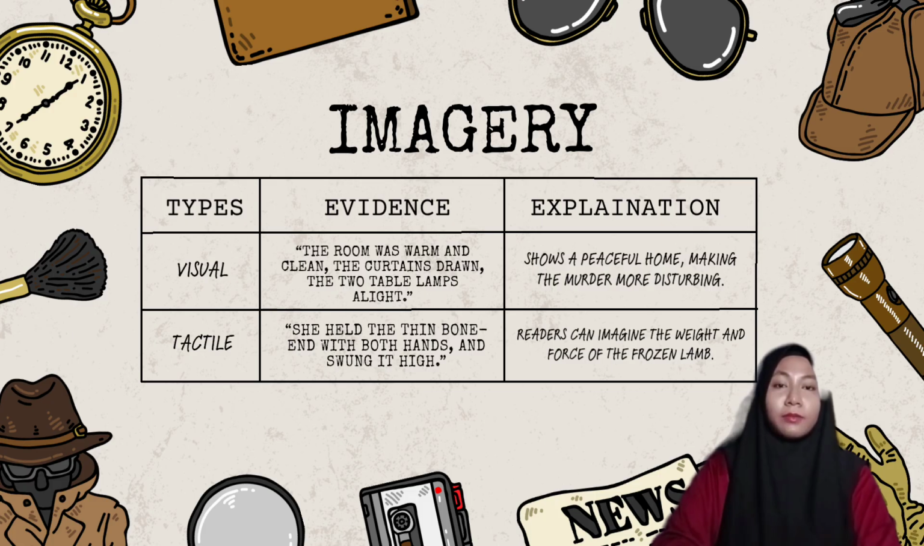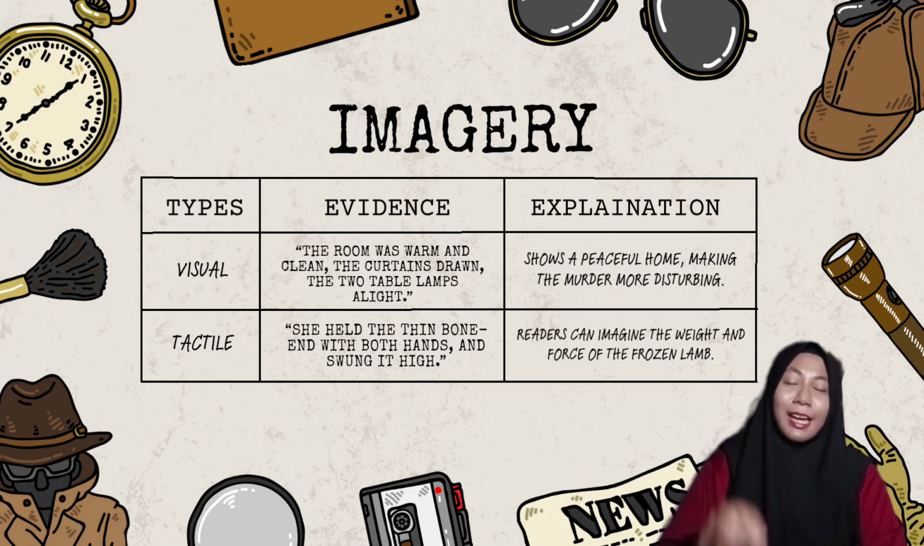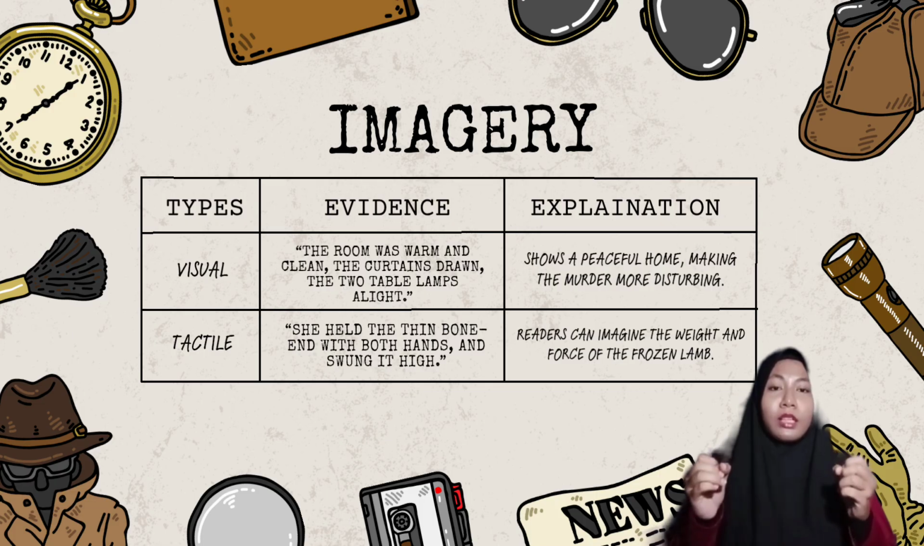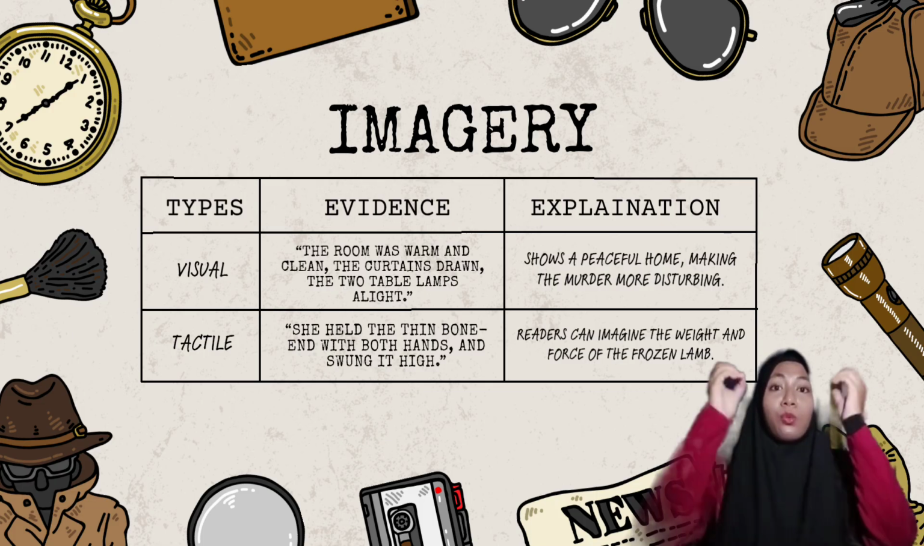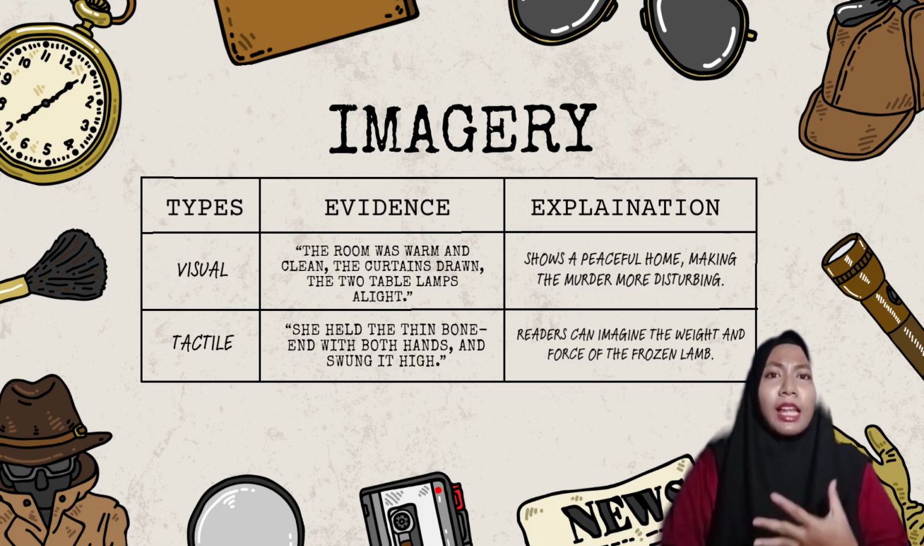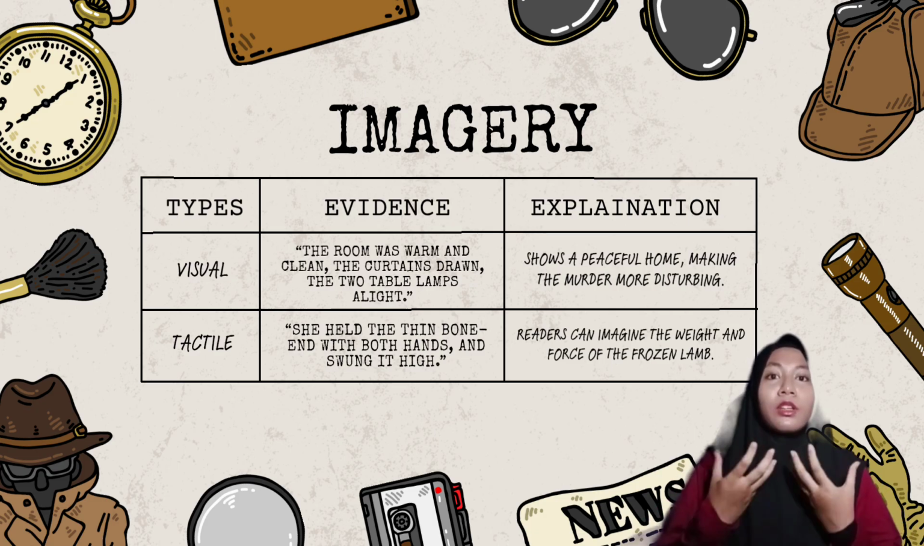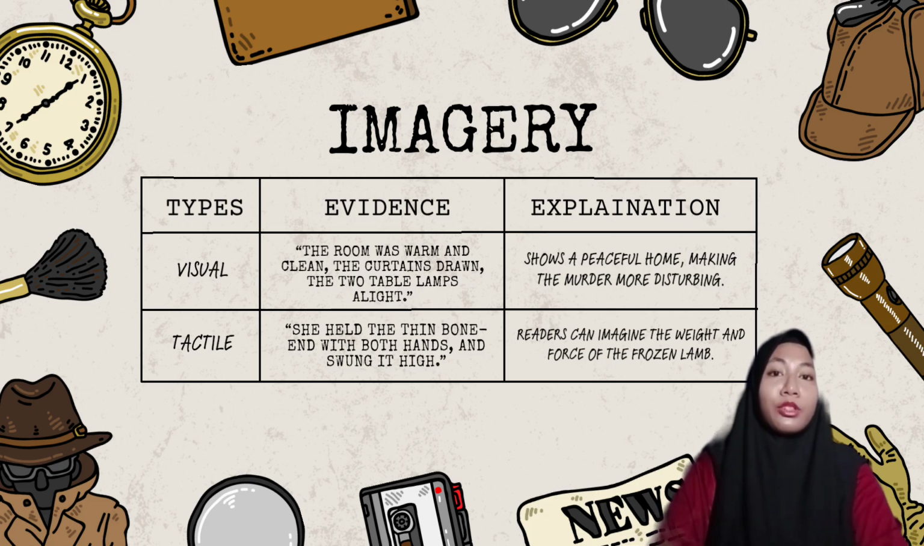The second type is the tactile. Tactile mostly refers to touch. On page 4, lines 1 and 2, it tells that Mary held the lamb leg with both hands and swung it high. Readers can actually imagine the force and the weight of the frozen lamb itself before she unfortunately killed her husband, Patrick Maloney.